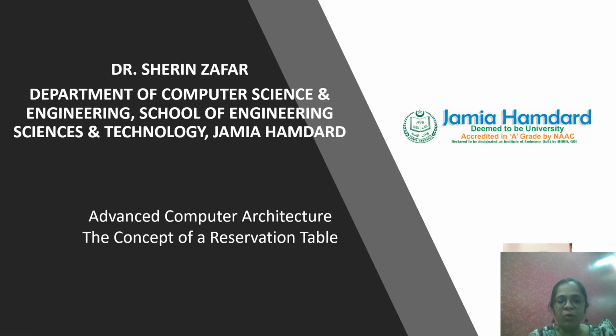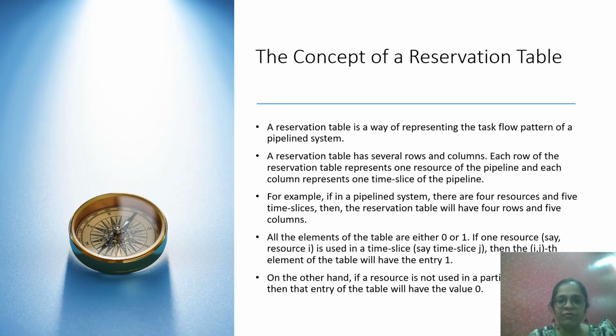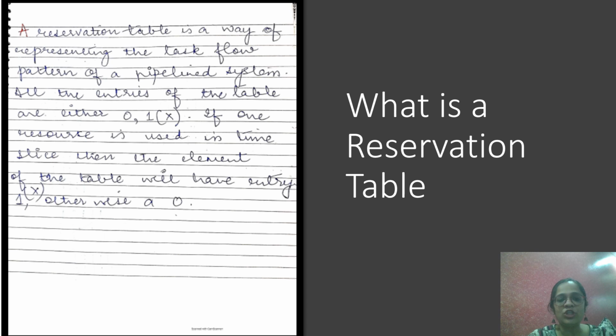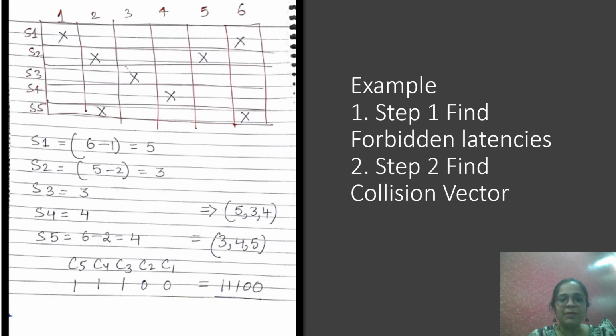Today we'll do a very important topic of advanced computer architecture, and the concept is the reservation table. The reservation table is a way of representing the task flow pattern in a particular pipeline system. The entries of the table are specified by 0 or 1. If the resource is used in a time slice, then the element has entry 1, or otherwise it has entry 0. So from the reservation table we find out the forbidden set of latencies and the collision vector.